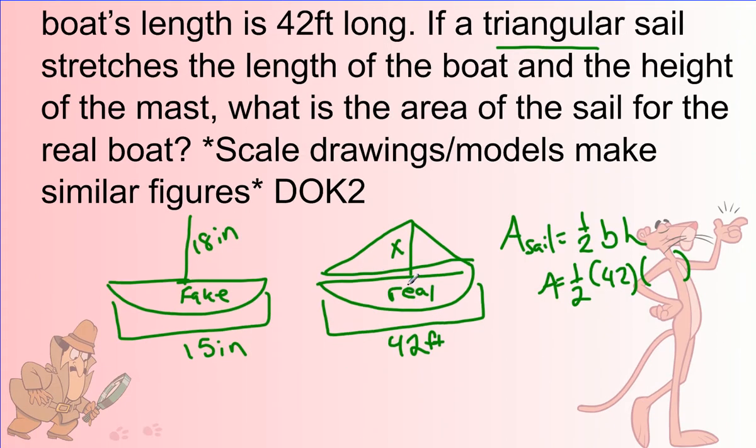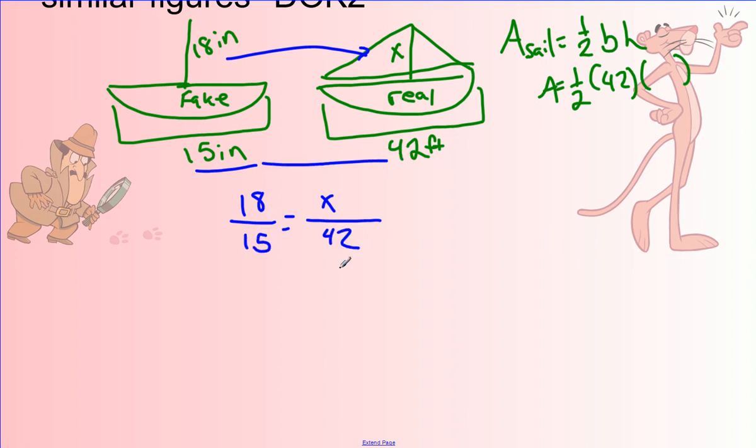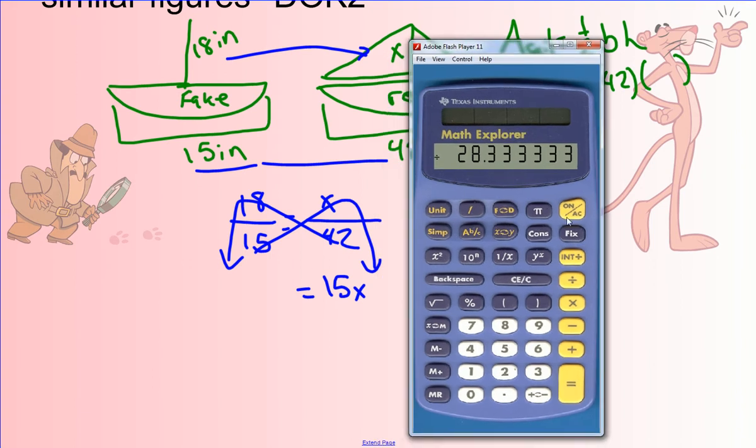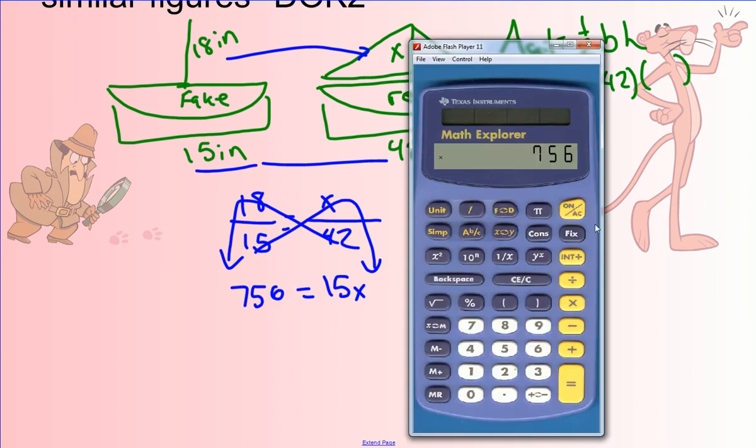Now the math I would need to do to find this height, I've got similar figures. See, scale drawings make similar figures. These are similar figures, so I can use a proportion. 18 corresponds to x. 15 corresponds to 42. Cross multiply here. 15x and 18 times 42 is 756. Divide both sides by 15.